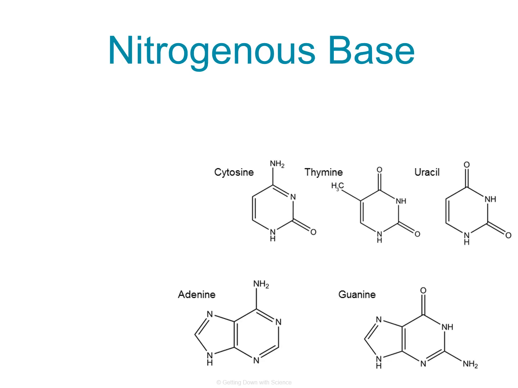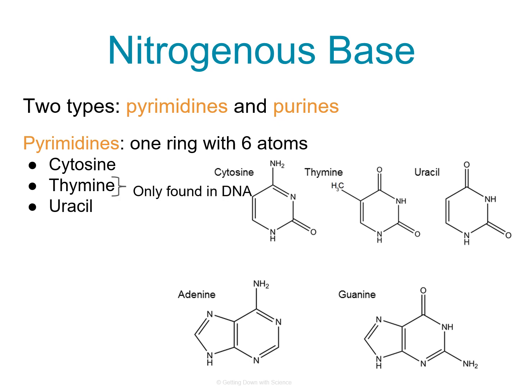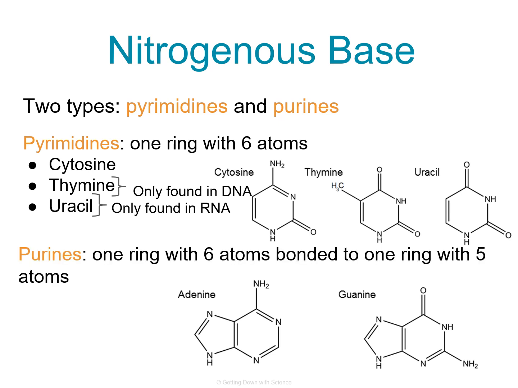So we do have different nitrogenous bases. They can be classified into two types, pyrimidines and purines. Pyrimidines have one ring with 6 atoms around them. These are our cytosine, thymine, and uracil. And then our purines, which have one ring with 6 atoms bonded to a 5-atom ring. And this is going to be adenine and guanine.